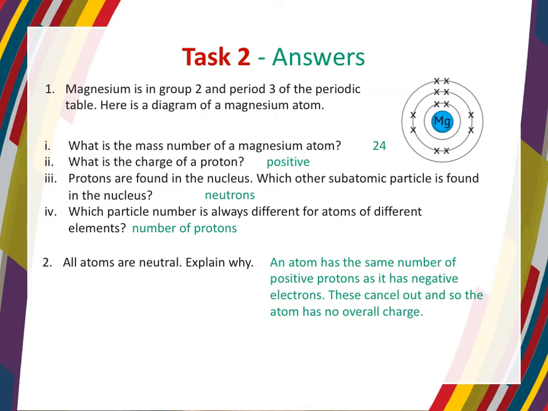Which particle number is always different for atoms of different elements? Well, to be an element, you have to have a different number of protons. So hydrogen would be 1 proton, helium 2 protons, lithium 3 protons, and so on and so on.